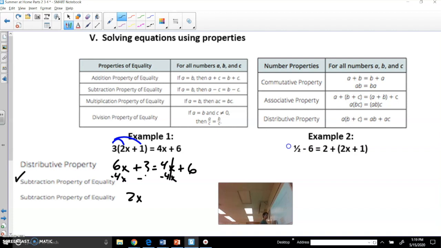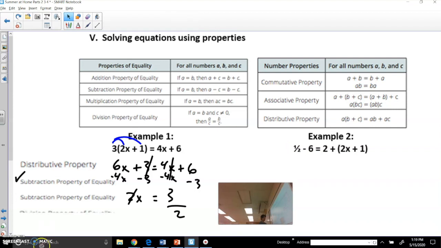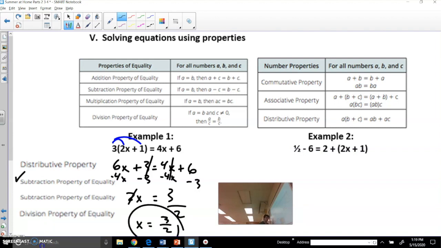And then I also want to combine the 3 over with the 6. And so that ends up being 3 on the right. And then the last thing I want to do is use the division property to finish this out and say that my final answer is 3 over 2. About 1 and 1/2.